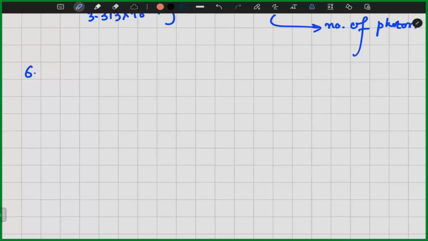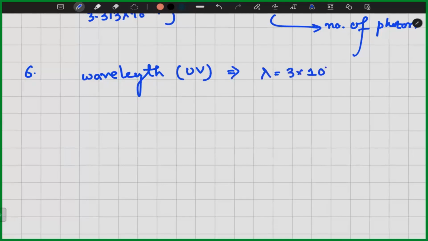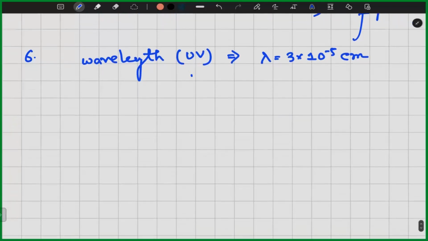Sixth question is, they have given the wavelength of a UV ray, that is given that lambda is equal to 5 centimeter. Then they have asked the energy of that photon. So in terms of eV, what will be the energy in electron volt? So it is very much trivial. I am not doing that.